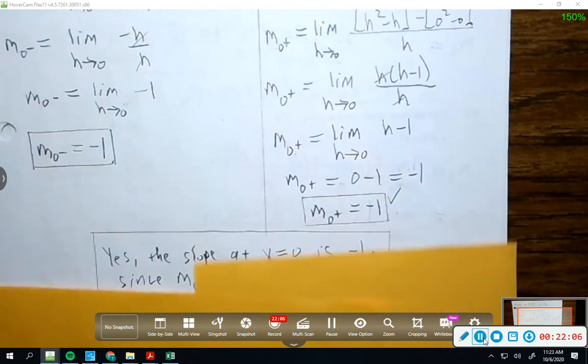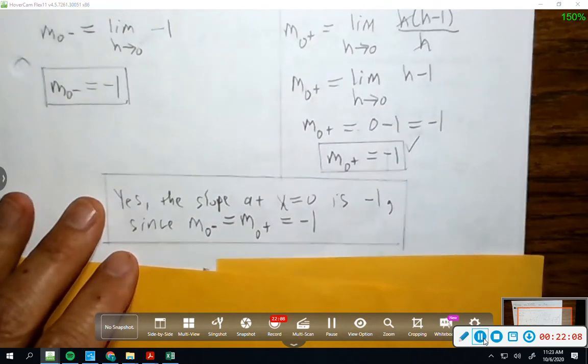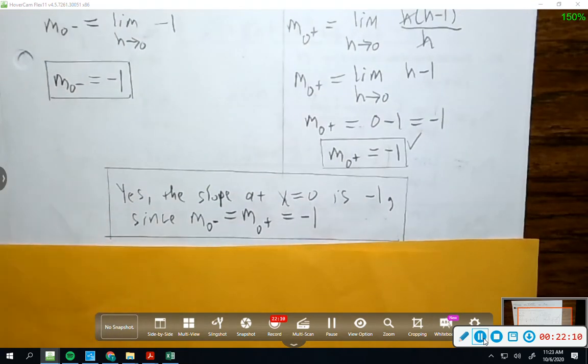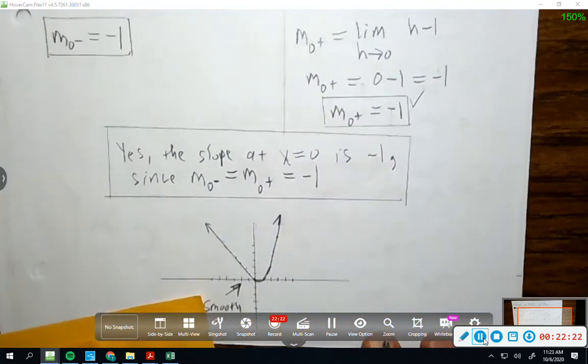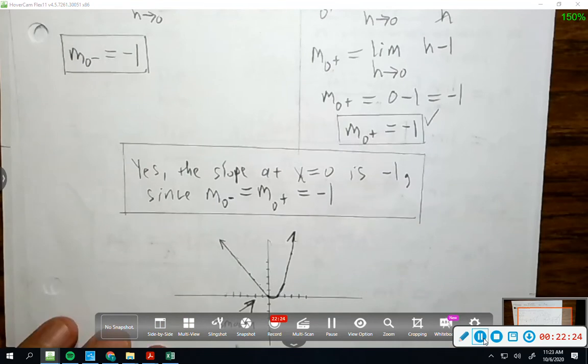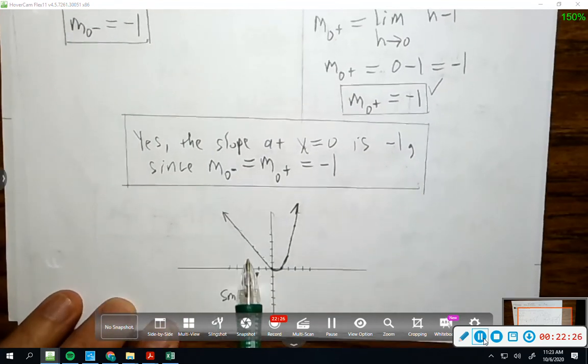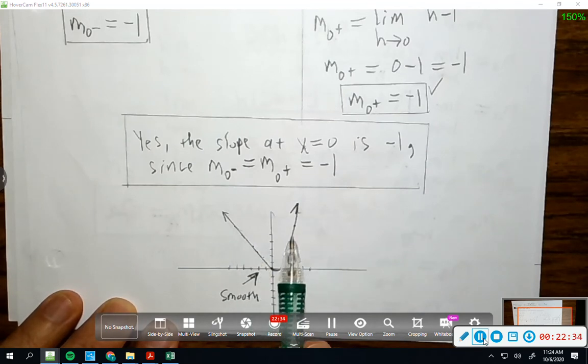So yes, the slope at x equals 0 is negative 1. And here's our justification, just like we justify a limit. The slope at 0 from the left equals the slope at 0 from the right. They're both negative 1. Here's a quick sketch of this just so that you can see. This line is coming down. At 0, it's changing to this parabola I've graphed for you. And it's a smooth transition from this line to the parabola, which means the slope is defined at that point.